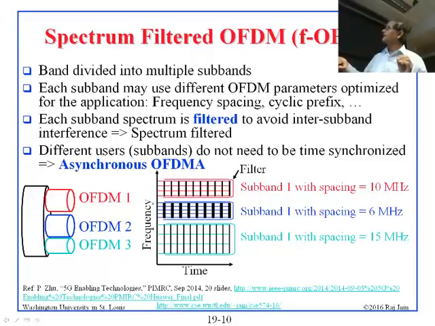So if there is no guard band, what is happening is they put a filter. This red line here indicates a filter pattern. Everything outside of that is filtered out. You need to have filters, soft filters, all of these number of filters. That's why it's called filtered OFDM.